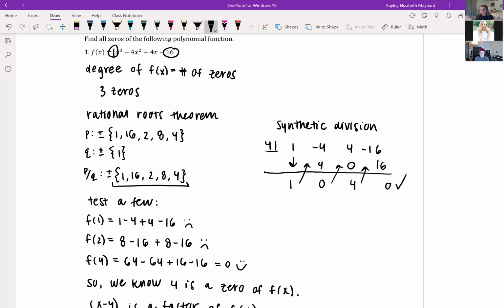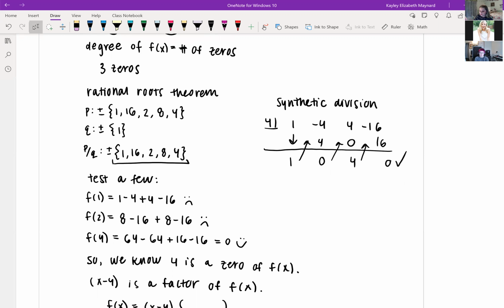So I know I say this every time, but if you're dividing by a factor, you should always get 0 as a remainder. So if you don't get 0 here, something's off. Need to go back and check your work. Maybe you just did the division wrong, or maybe the number that you found actually wasn't a 0. So if you don't get a remainder of 0 when you do synthetic division or polynomial division, you have a problem here. So good, we got 0, which is what we wanted.